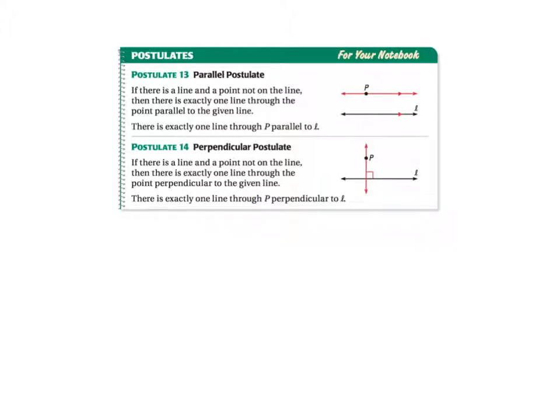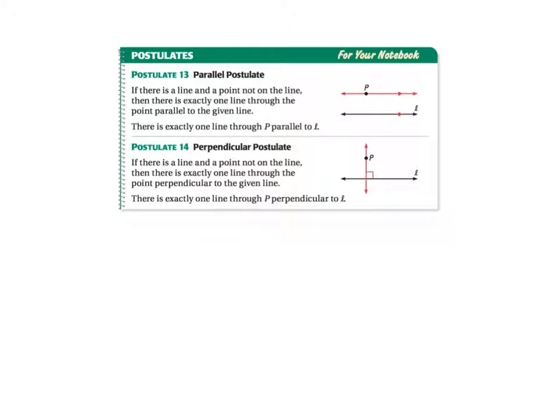Postulate number 14, the perpendicular postulate. It's a lot like the parallel postulate. If there's a line and a point not on the line, so again, we're going to start off with line L and point P not on it, then there's exactly one line through the point perpendicular to the given line. So again, we're starting with line L, point P not on it. There's only one way to draw a line through point P so that it is perpendicular to line L.